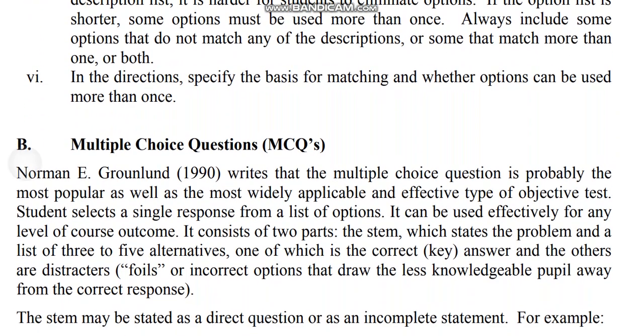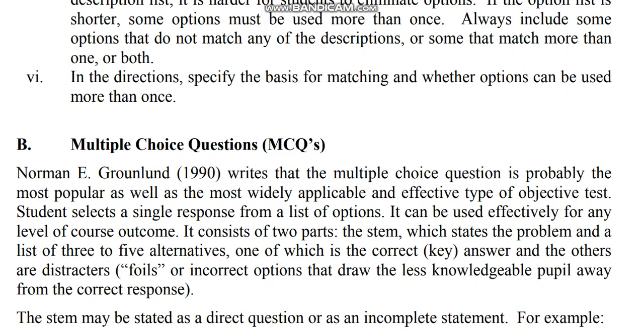B point is multiple choice questions, that is MCQs. Norman E. Gronlund, 1990, writes that the multiple choice question is probably the most popular as well as the most widely applicable and effective type of objective test. The student selects a single response from a list of options. It can be used effectively for any level of course outcome.